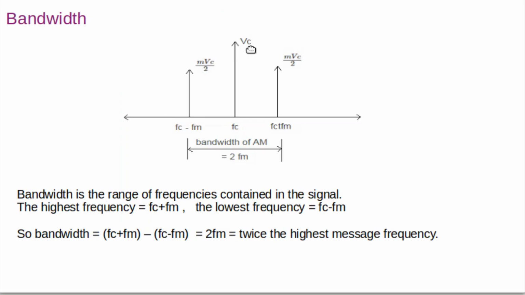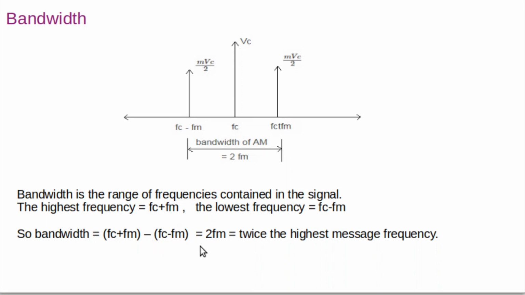Now we will see the bandwidth of an AM signal. Generally, for a signal, its bandwidth is the range of frequencies contained in it. So we can get the bandwidth of a signal as the difference between the highest frequency contained in it and the lowest frequency contained. So what about the AM signal? The highest frequency contained in this AM signal is fc plus fm, and the lowest frequency is fc minus fm. Thus bandwidth is the highest frequency fc plus fm minus the lowest frequency fc minus fm.